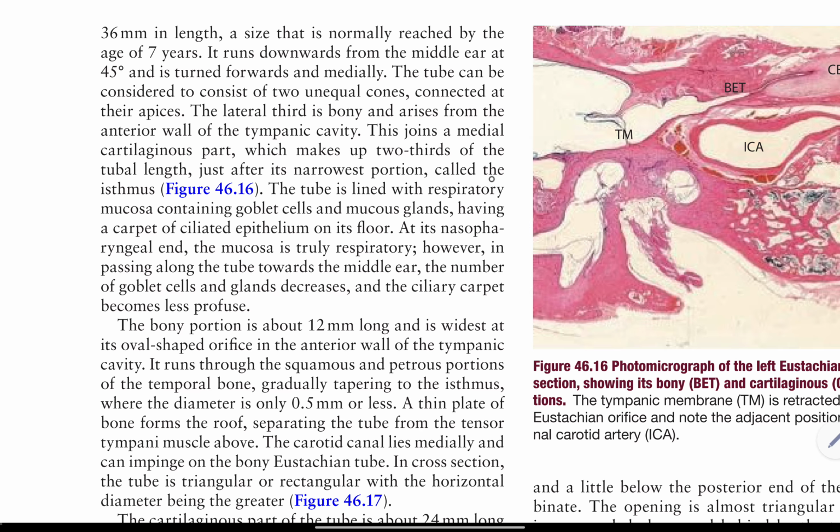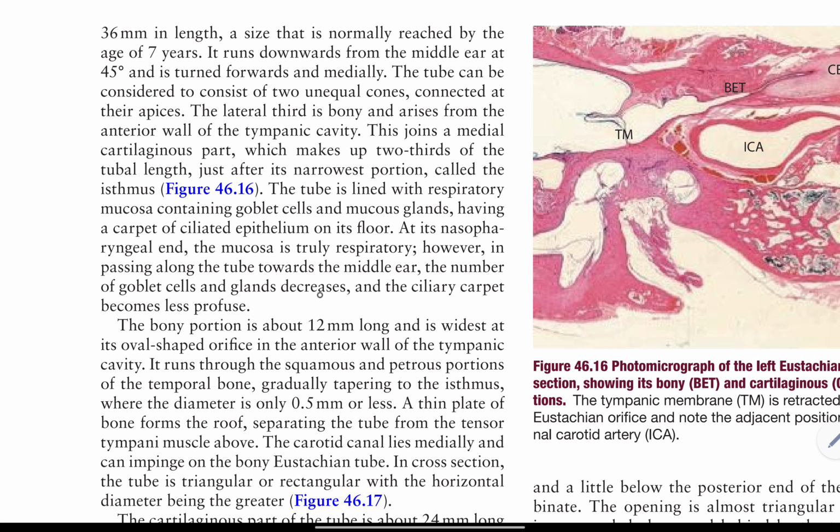Just after its narrowest portion, called the isthmus, the tube is lined with respiratory mucosa containing goblet cells and mucous glands, having a carpet of ciliated epithelium on its floor. At its nasopharyngeal end, the mucosa is truly respiratory. However, in passing along the tube towards the middle ear, the number of the goblet cells and the glands decreases and the ciliary carpet becomes less profuse.